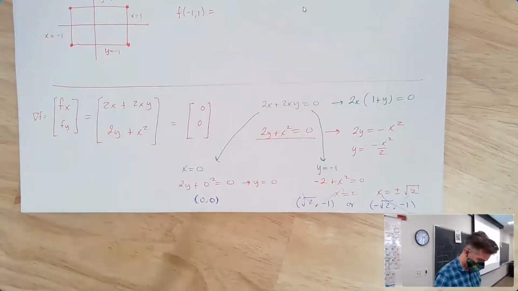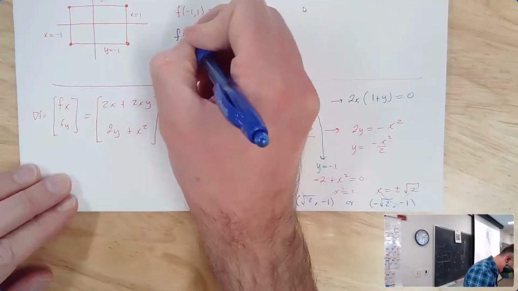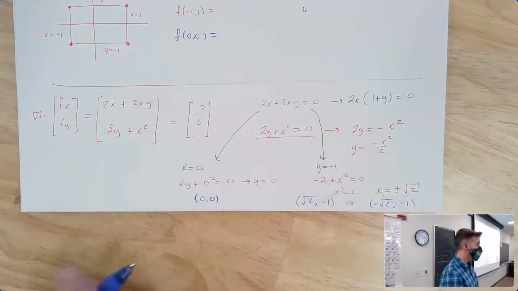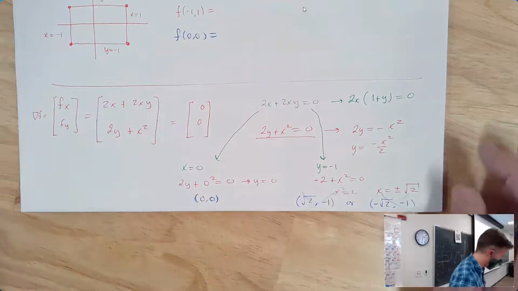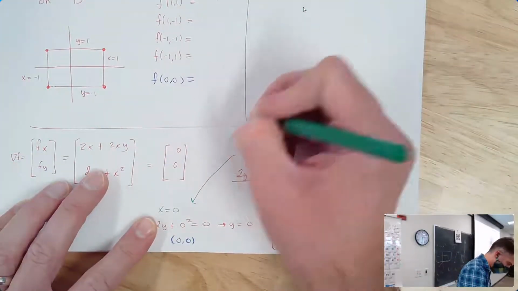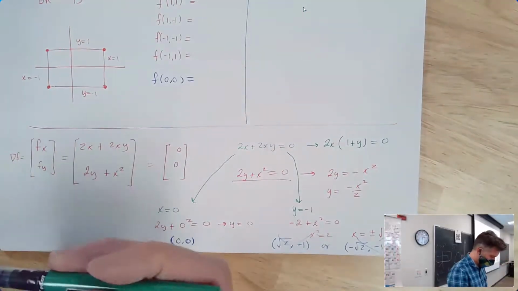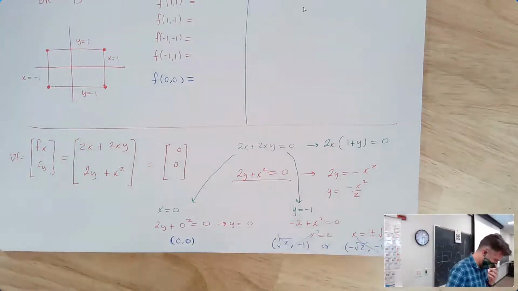So great. We're also going to look at f of 0, 0. And then we have to deal with all the walls. Do I have room? Yeah, I probably have room. Let's go over here. So the walls.